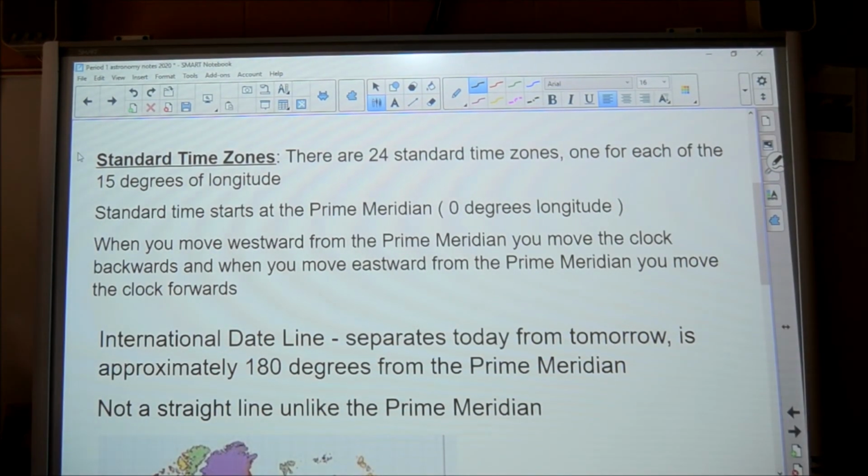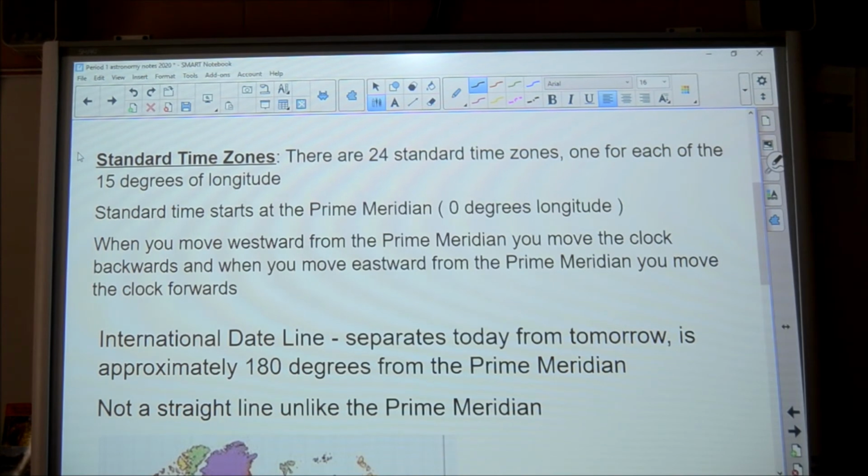Okay, we're going to talk about standard time zones. Remember, there's 24 standard time zones here on the Earth, one for every 15 degrees of longitude, because remember, 15 times 24 is going to give me 360 degrees, my circumference around the Earth. We had talked about latitude and longitude earlier this year when we did topographic maps.